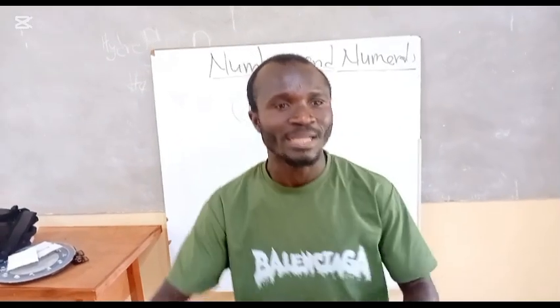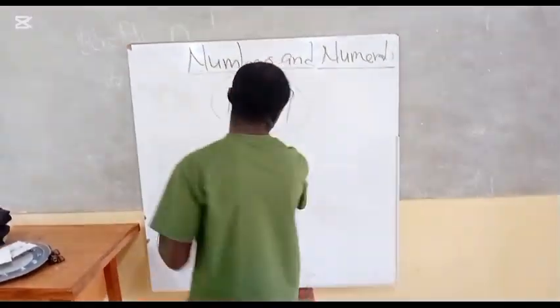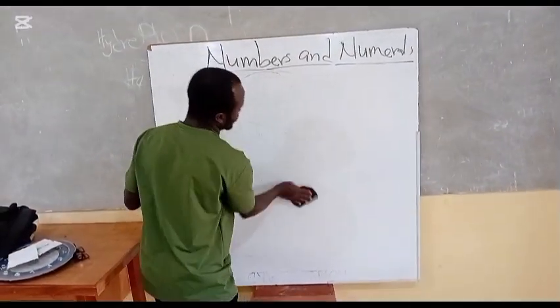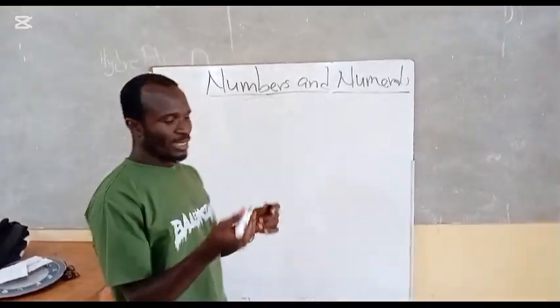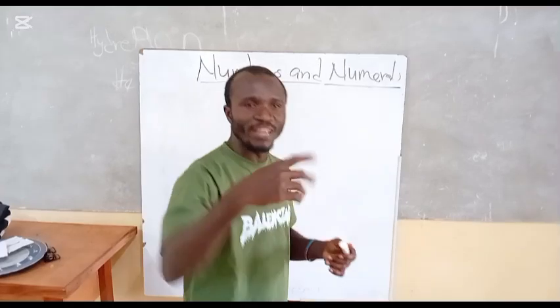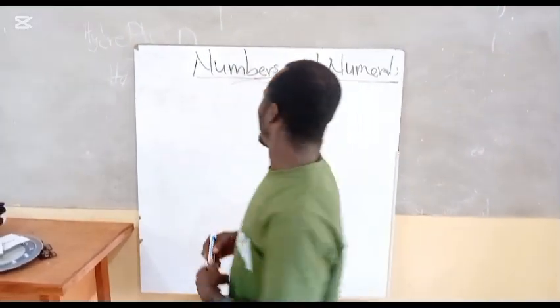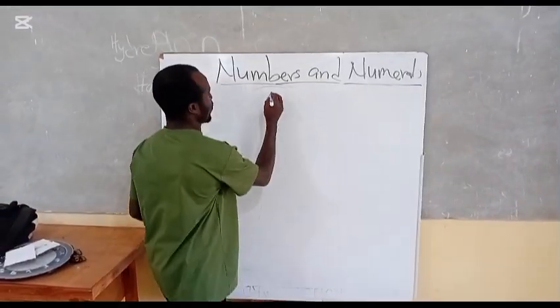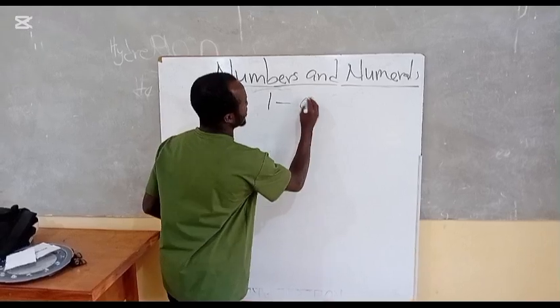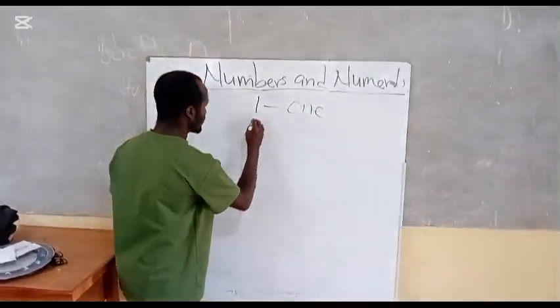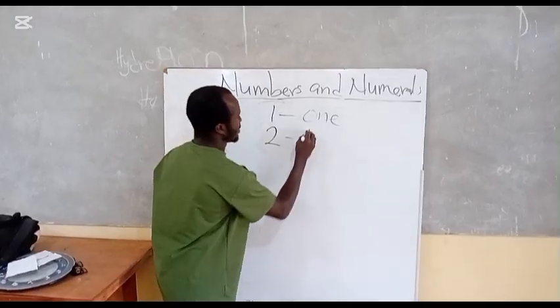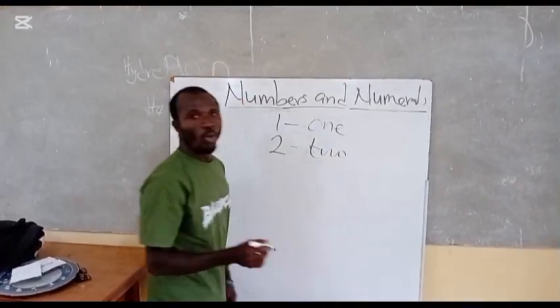So 1, how do you write it in words? 2. Okay, so let's look at that one first before anything else. So we are going to learn how to write the figures in words. So let's go. 1 is written O-N-E, 1. Then 2, T-W-O, 2.